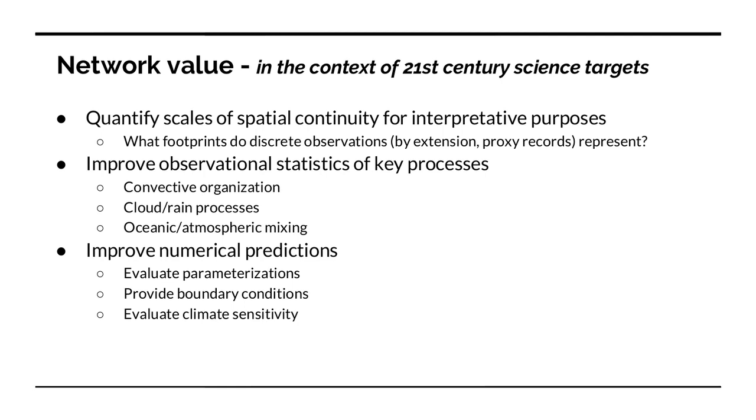And then these last two bullets, networks are also valuable, of course, for improving observational statistics of key processes, in particular key processes that we're trying to parameterize or model more effectively. And that can include things like convective organization, various processes within clouds or rain events, as well as mixing in the ocean and the atmosphere. And that goes back to improving these numerical predictions, especially evaluating these parameterizations and providing correct boundary conditions and evaluating climate sensitivity in models.